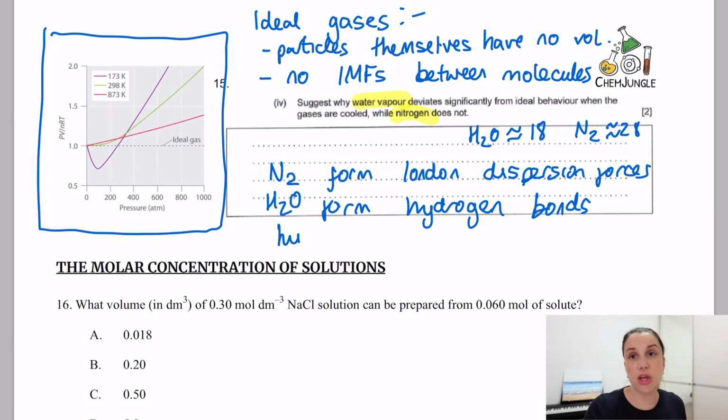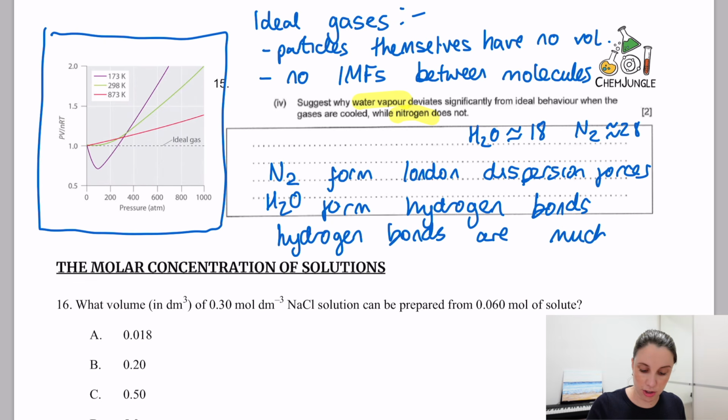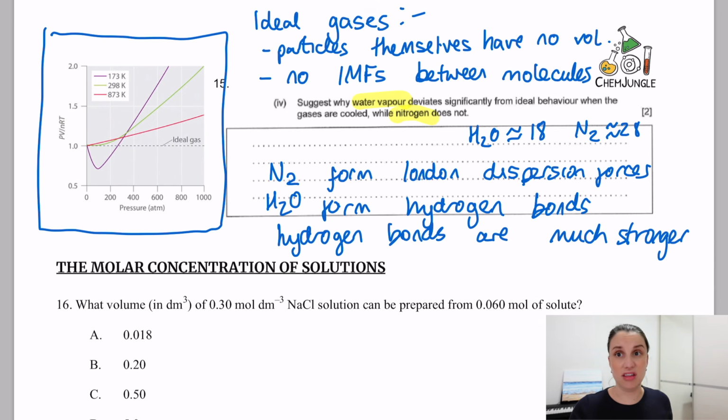For the second mark, you really want to be talking about how hydrogen bonds are much stronger. And then if you really want to go into more detail with that, that means that the water is going to occupy a smaller volume than predicted. So if we're looking at the ideal gas equation, I would expect water's volume to be smaller because they have those intermolecular forces, which are really pulling everything together.